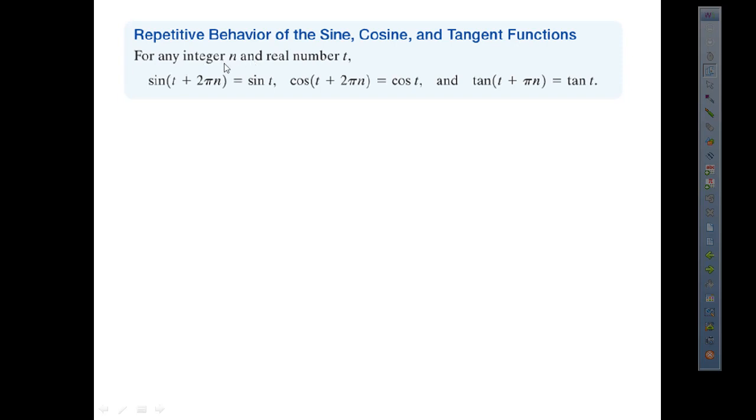For any integer n and any real number t, the sine of t plus 2 pi n is equal to the sine of t. So not only can we add or subtract 2 pi, we can also add 4 pi, we can also add 6 pi, we can also subtract 2 pi if n is negative 1, etc. So any whole number multiple of 2 pi, we can add it to t, and we're going to have the exact same value that we had with sine t. Same thing with cosine, and of course with tangent, instead of 2 pi, it's just going to be pi. Pi times n, where n is an integer, negative or positive.